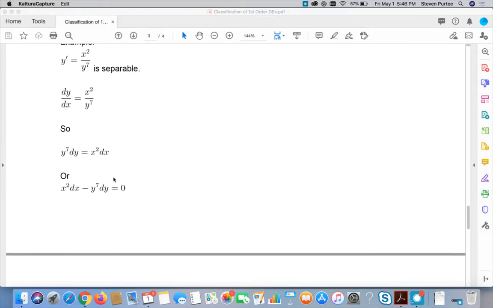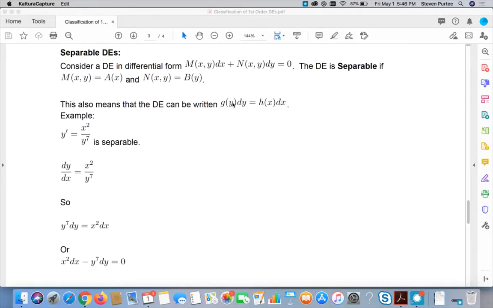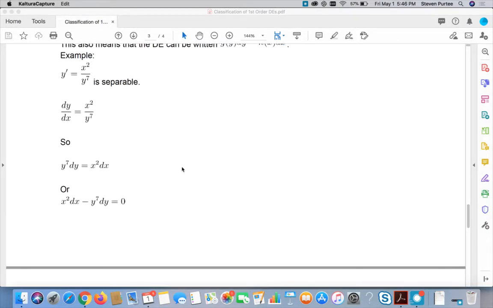Or if we write that in our regular old differential form, here's our M, x squared, which only depends on x. Here's our N, negative y to the 7th, which only depends on y. That's a separable differential equation.